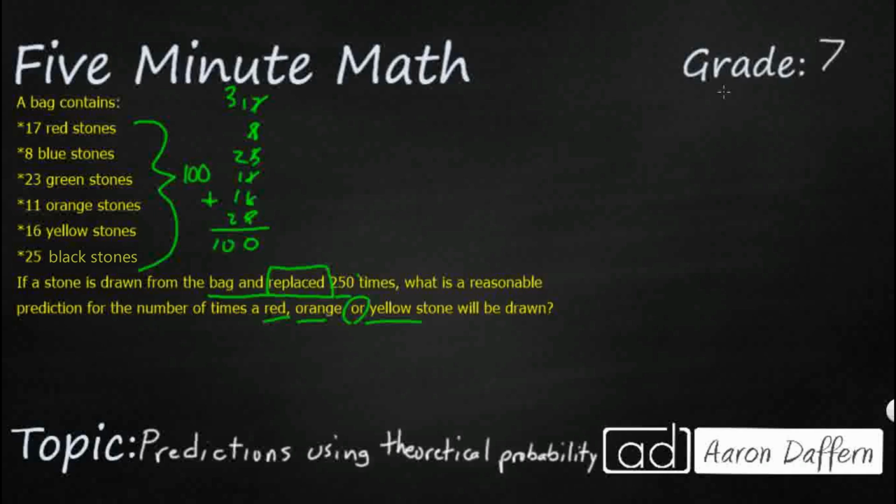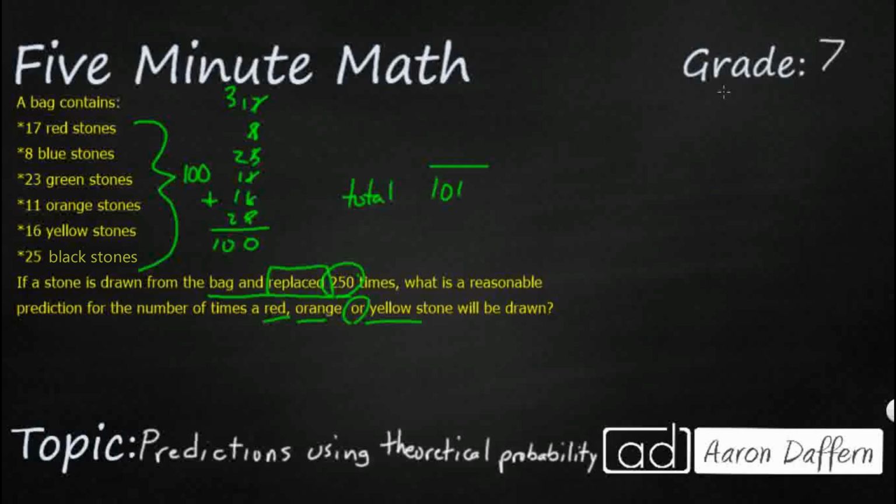Isn't that nice? So every single time I draw a stone, if I don't replace it, then the next time I wouldn't have a chance out of 100. I would have a chance out of 99, then a chance out of 98, 97. It wouldn't really work that way. And obviously, I can't pull a stone out 250 times if I'm not replacing them, because 250 is a lot larger than 100.